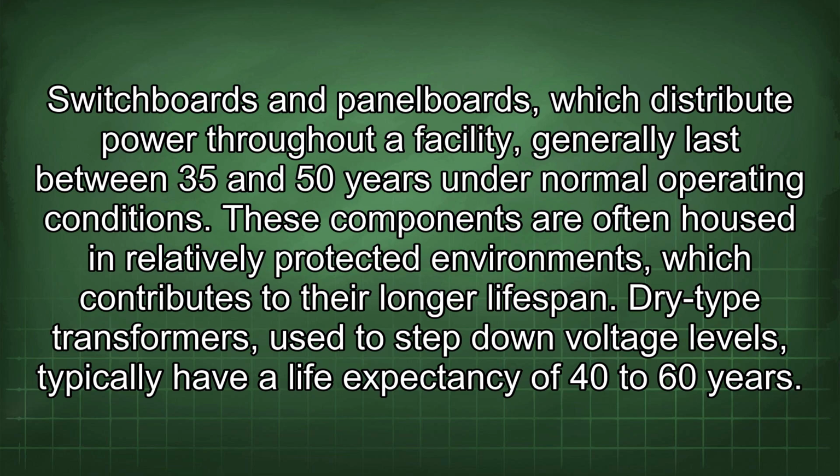The type of equipment significantly influences its life expectancy. Switchboards and panel boards, which distribute power throughout a facility, generally last between 35 and 50 years under normal operating conditions. These components are often housed in relatively protected environments, which contributes to their longer lifespan.